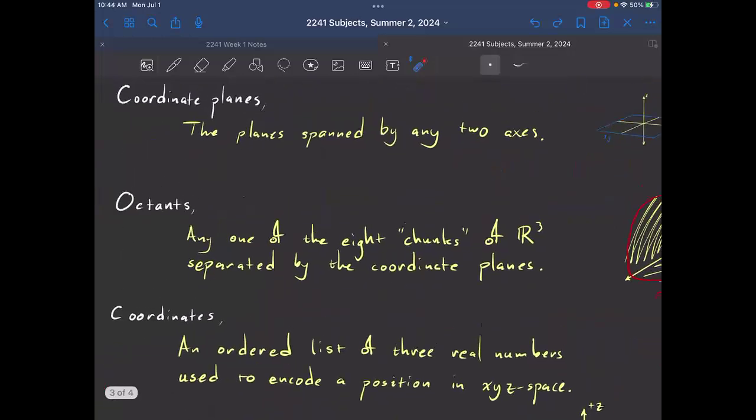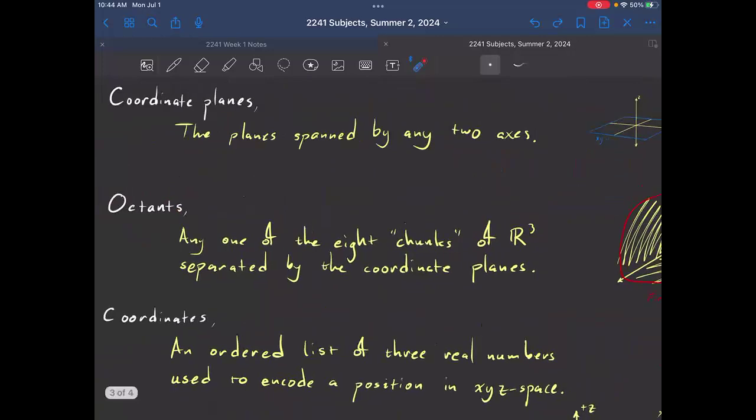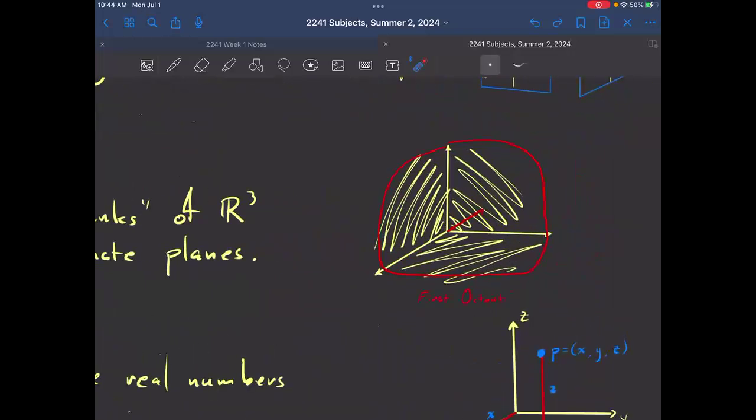And those are our coordinate planes. Now, the coordinate planes divide XYZ space into 8 sections, and these chunks are called octants because there are 8 of them, and they're separated by the coordinate planes. So here I've drawn the first octant.